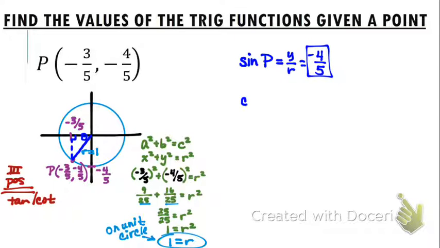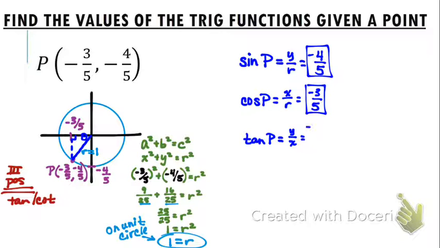So what is cosine? Yes, this is negative 3/5. Tangent. Tangent is what over what? Negative 4. Yeah. Y over x, or sine over cosine. So we're going to have negative 4/5 over negative 3/5.